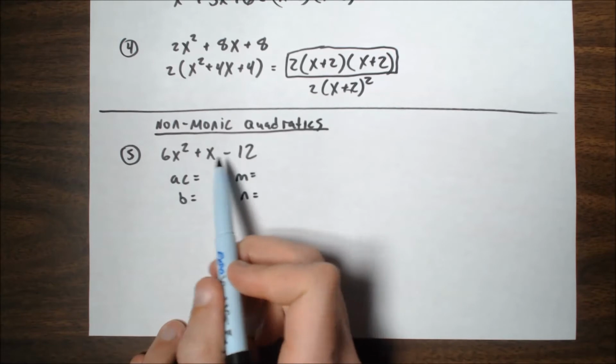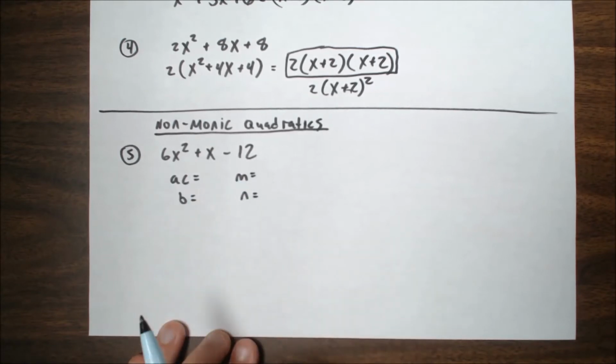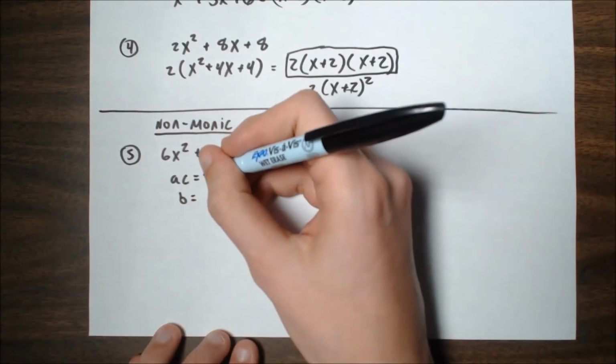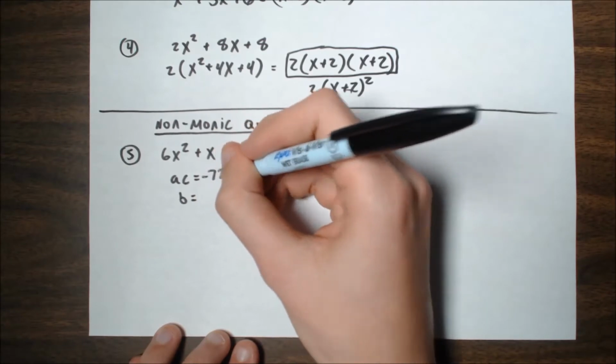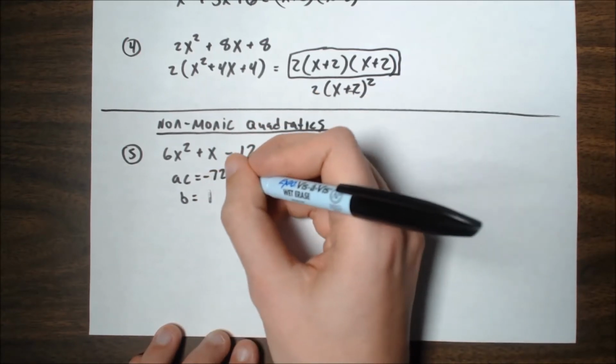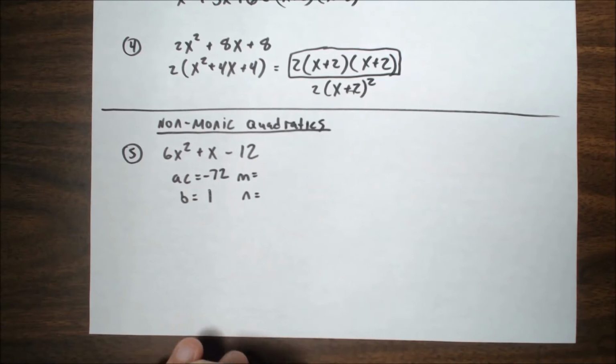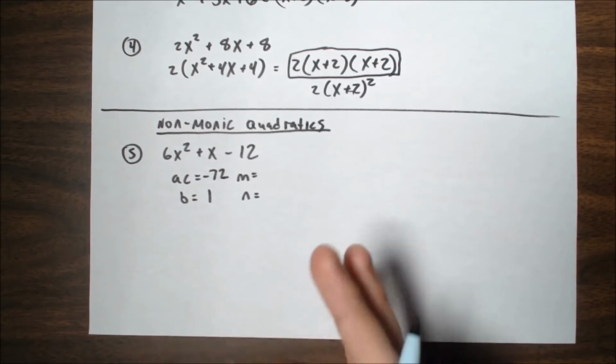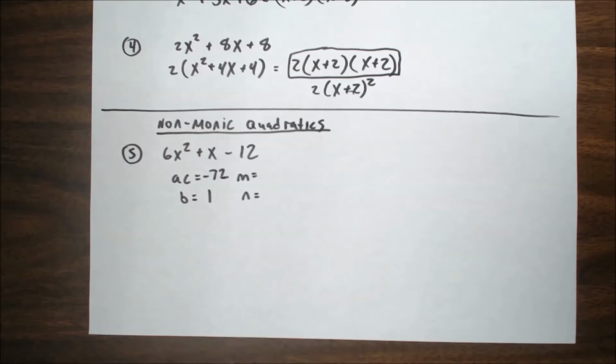What is a times c? What's a times c in this case? 6 times negative 12. That's negative 72. And b in this case is 1. So what I need to do is think of two numbers that multiply to make negative 72 that add up to make 1. I find that a lot of times it helps to go off to the side somewhere and just write out what pairs of numbers multiply to make 72. And we can worry about the sign later. Let's just get the numbers first.